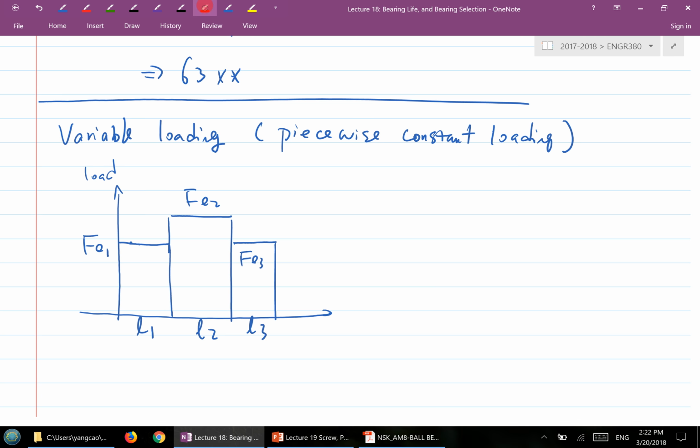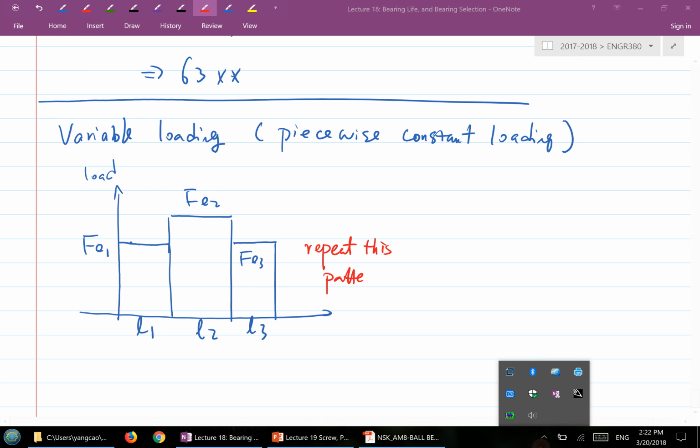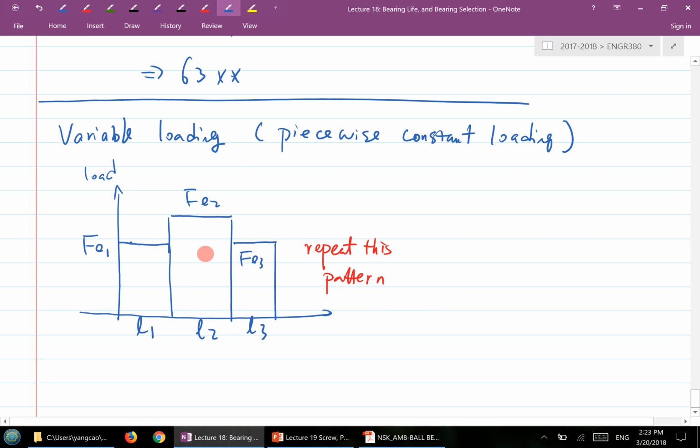Let's say after L1, L2, L3, the pattern is repeated. So it goes back to Fe1, Fe2, Fe3, and then Fe1, Fe2, Fe3 again, each time always L1, L2, L3. The pattern keeps repeating until the bearing fails, until the bearing reaches its life.